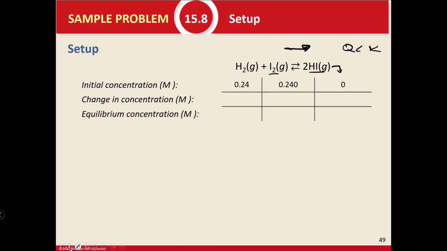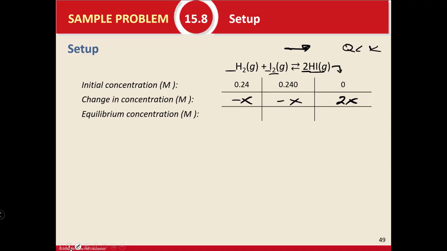So then, how much of this am I going to lose? Well, I'm going to lose x amount of this. How do I know it's x? Because the coefficient here is 1. I'm going to lose x amount of this because I know the coefficient is 1. And I'm going to gain 2x amount of this because the coefficient here is 2. That's why it's important that you have a balanced chemical equation.